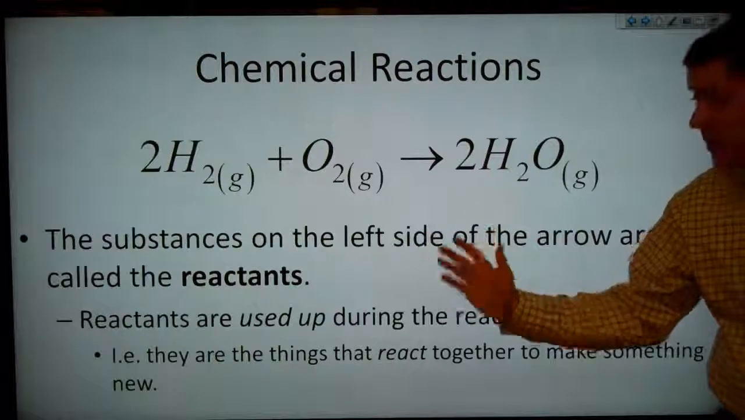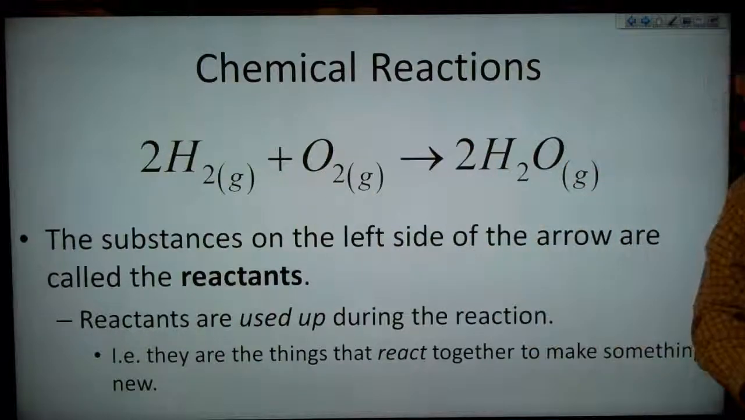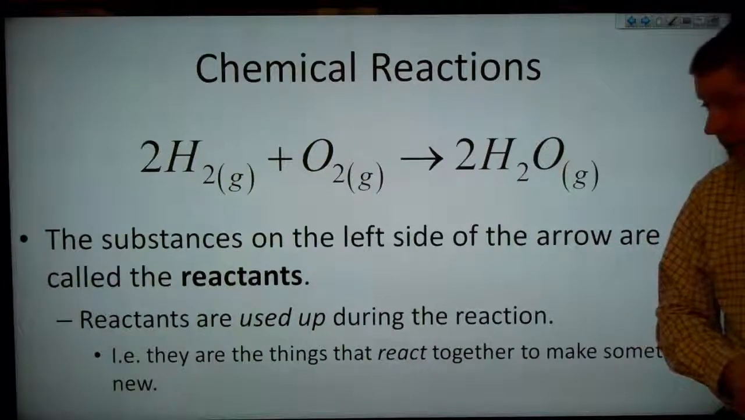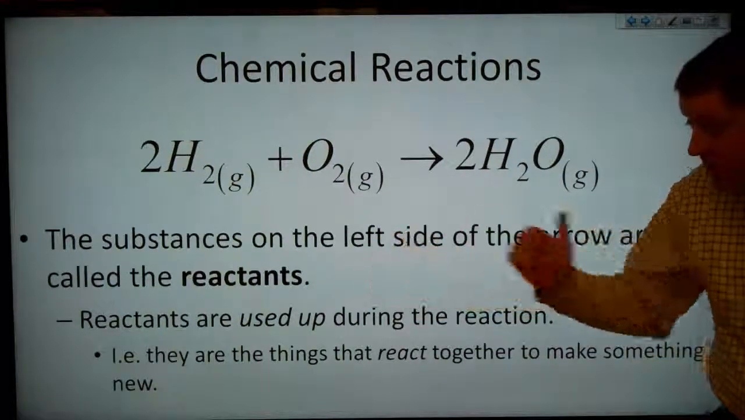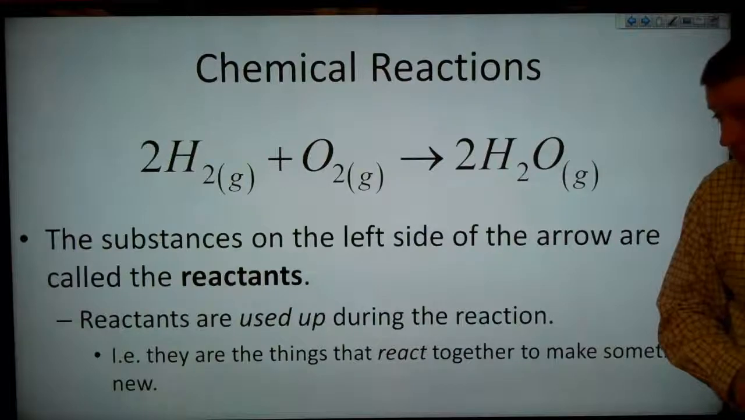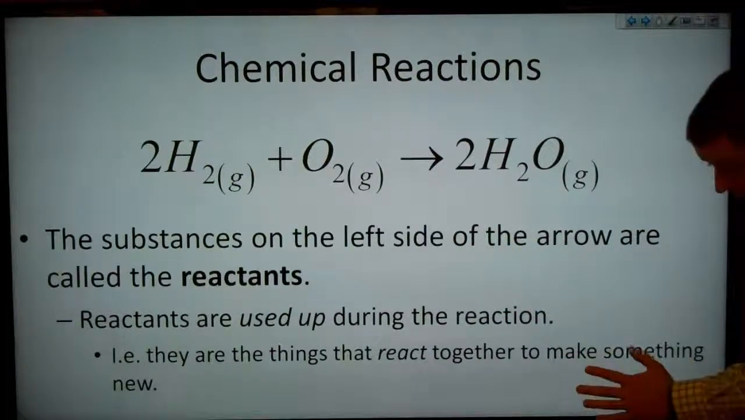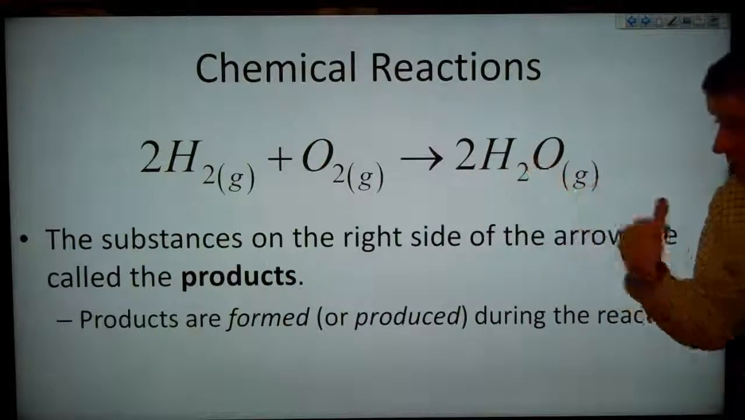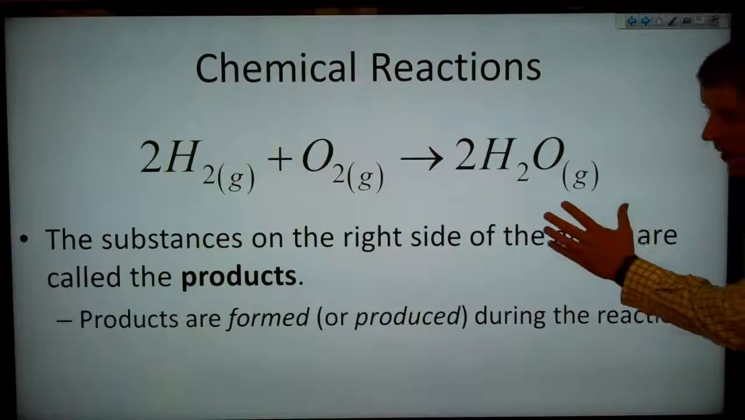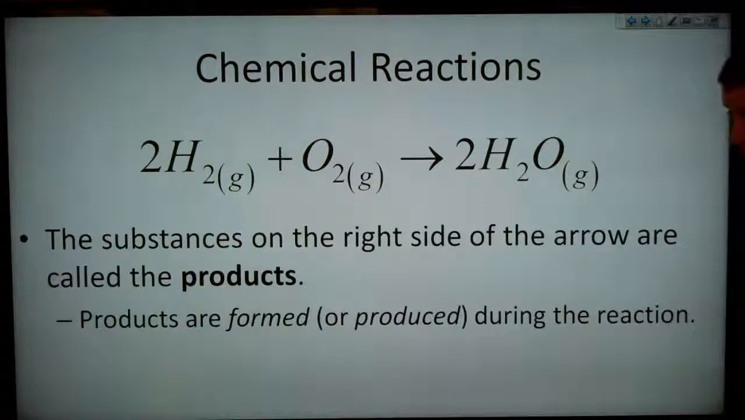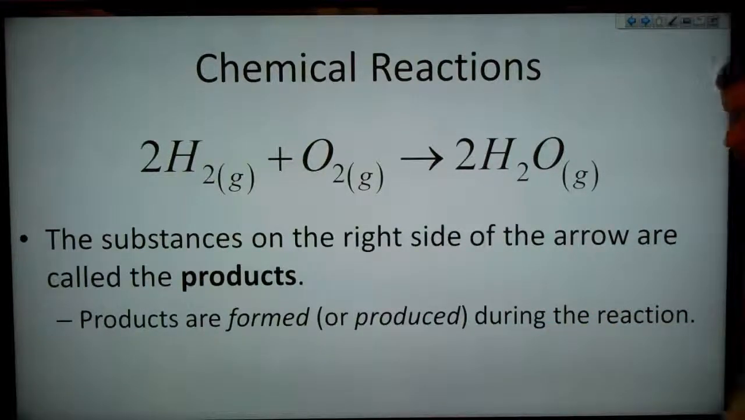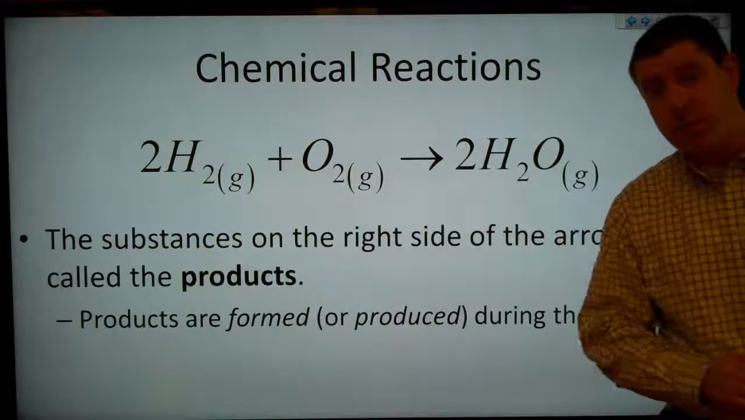So the substances that are on the left side of our arrow are called the reactants. These are the things that are reacting together. The reactants are used up during our chemical reaction. In other words, they're the things that react together to make something new. And the substances on the right side of our arrow are called the products. So in this case, the water is our product. The products are formed or produced during the reaction. So these are the things that are new that we didn't have around before.